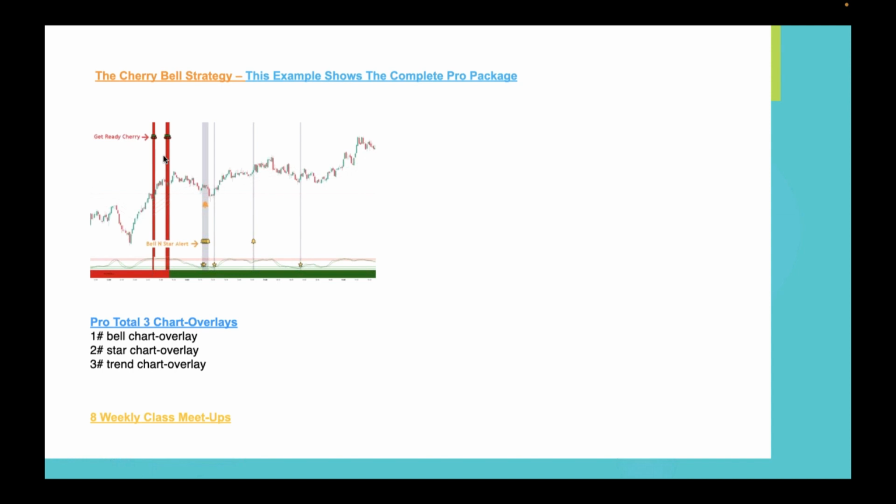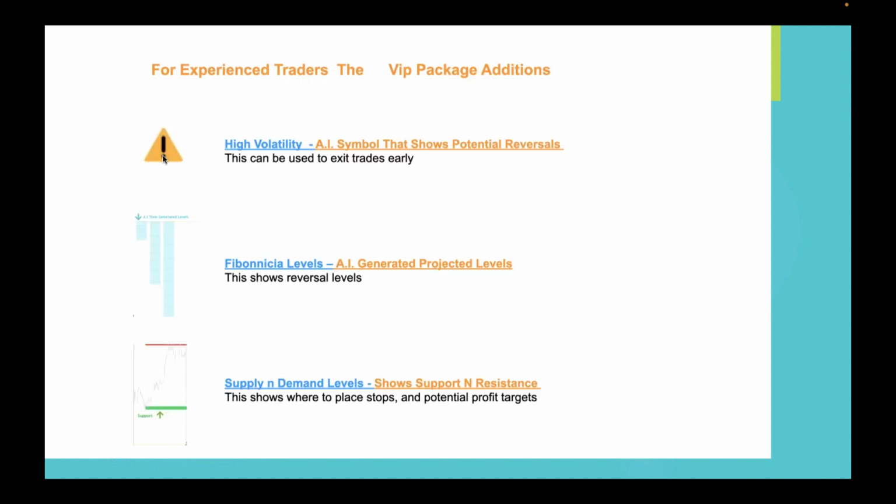The Pro Total 3 chart overlay is number one. You get the bell chart overlay. You get the star chart overlay. The bell and the star are the ideal buy-ins. And the third one is the trend chart overlay, the one that goes from red to green. And there are 8 weekly class meetups. For traders in the VIP edition, there's a second series of upgraded indicators, but at this time we only have an opportunity for you to start using the first Pro versions.